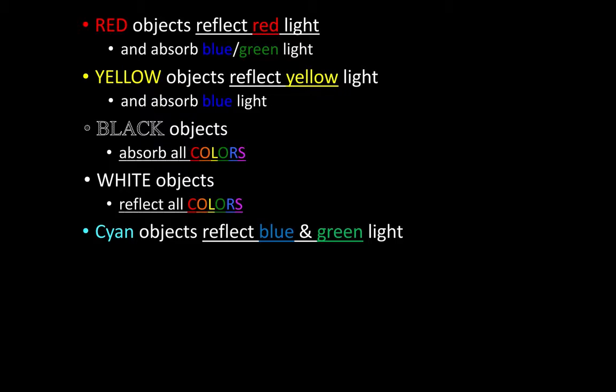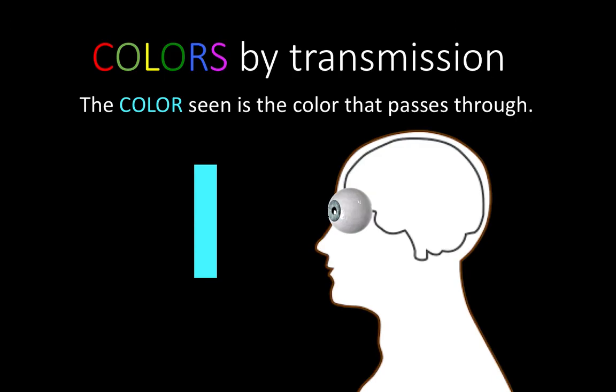Cyan objects reflect blue and green. And when your eyes pick up blue and green, they send signals to your brain, and your brain makes up cyan. And cyan objects absorb red light. So go ahead and finish out the note sheet with the other questions, and we'll move on to colors by transmission.